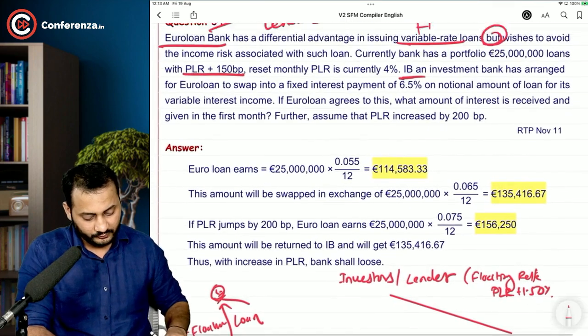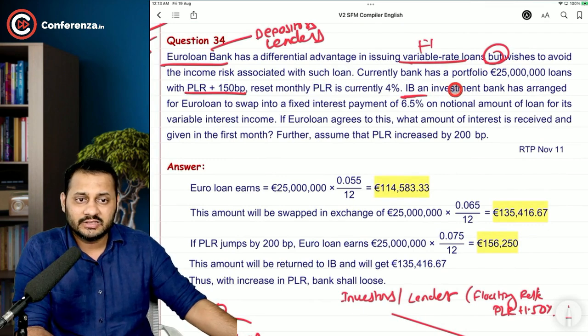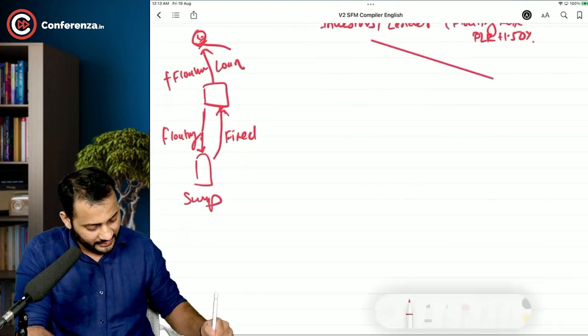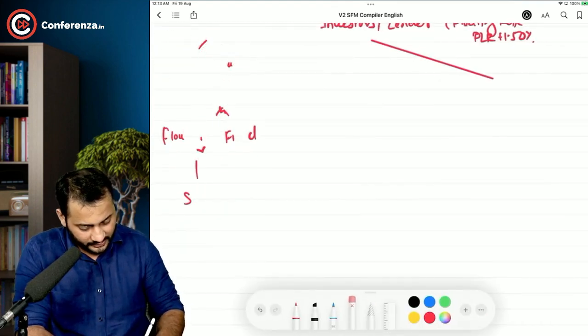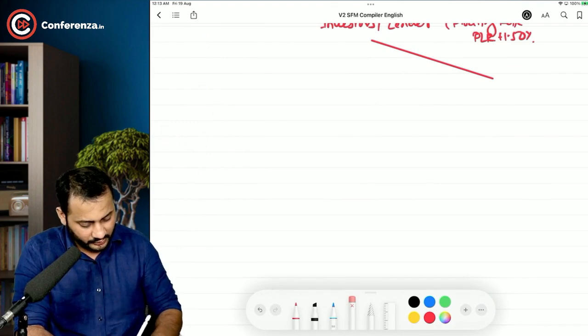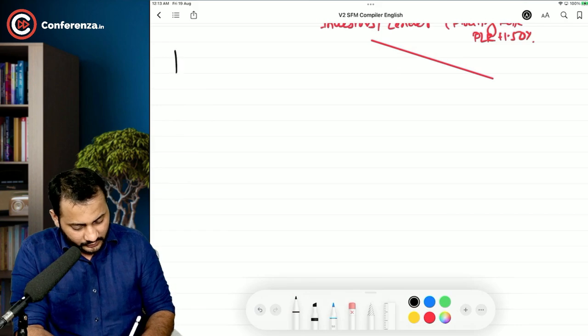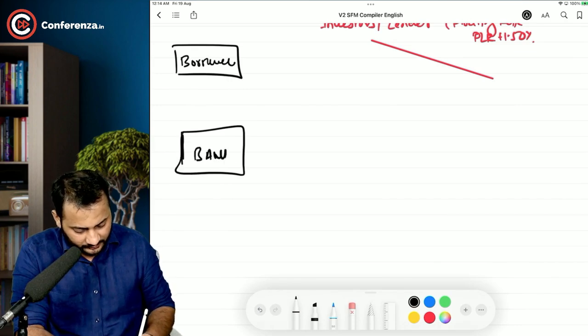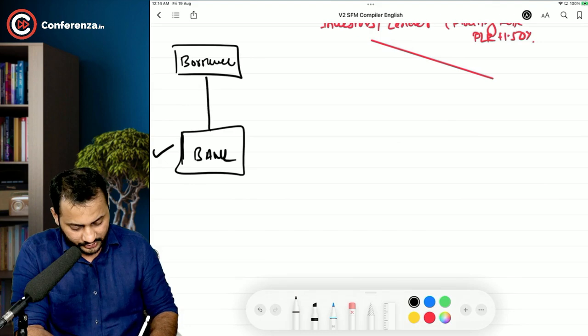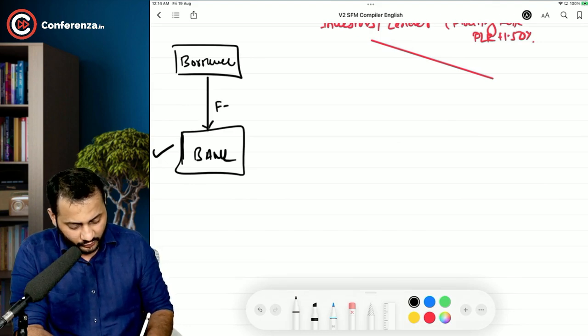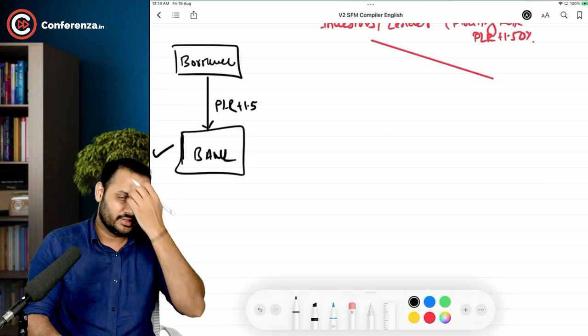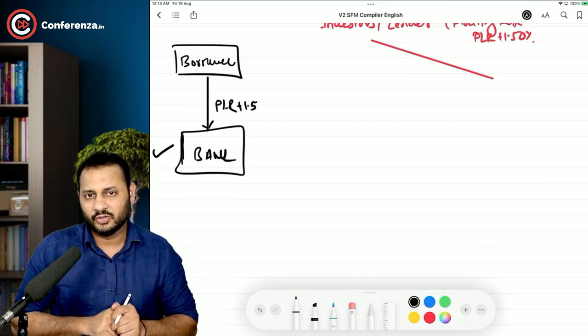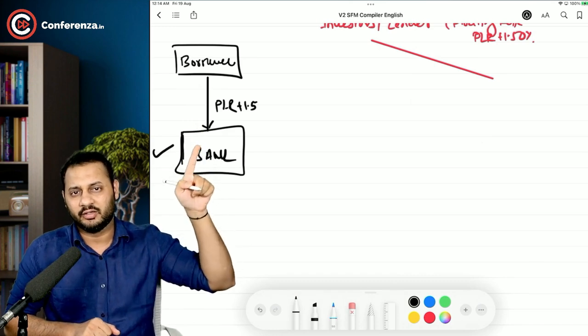Now understand what the question is saying. IB, an investment bank, has arranged the euro loan to swap into a fixed rate payment of 6.5%. So I think I will just clarify this with a proper diagram so that it becomes very easy for you to calculate. So these are the borrowers, and this is the bank, and this is what we are. We are the company in this question. So we are going to receive a floating rate of PLR plus 1.5%, right? And we are scared that the interest rate will go down and we will receive a lesser amount every year from the borrowers.